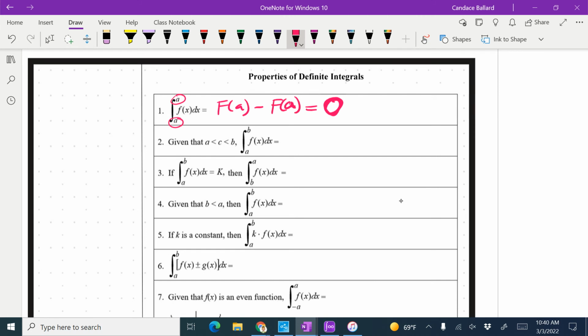One of the other properties we're allowed to do is break an integral up into 2 different parts. So if there is an x value that's between our 2 bounds, we are allowed to break it into two separate integrals. Sometimes that helps us integrate it easier if we're having trouble integrating it.